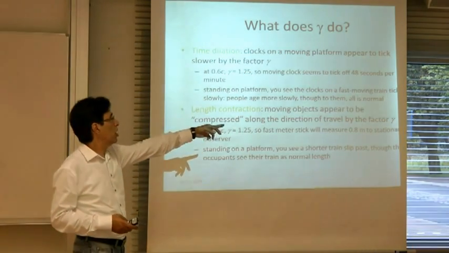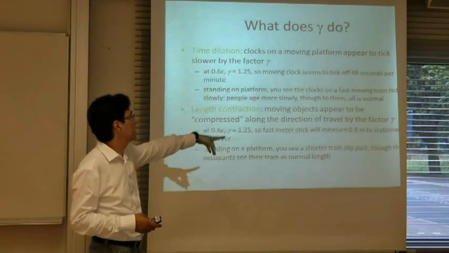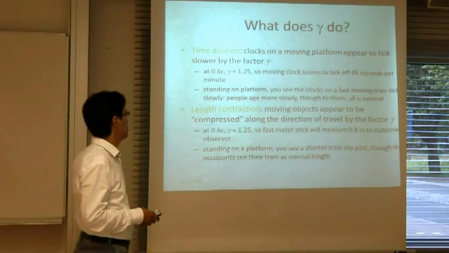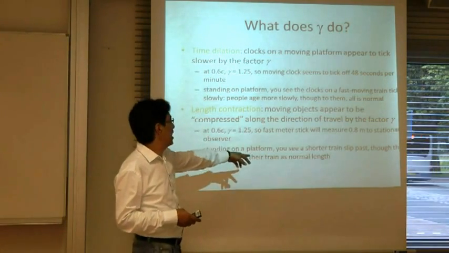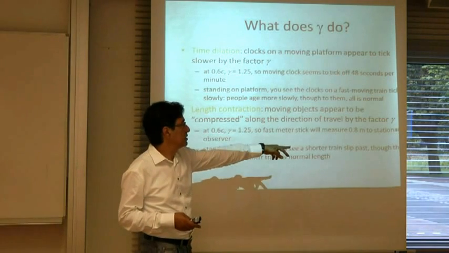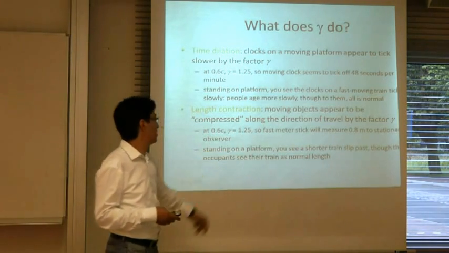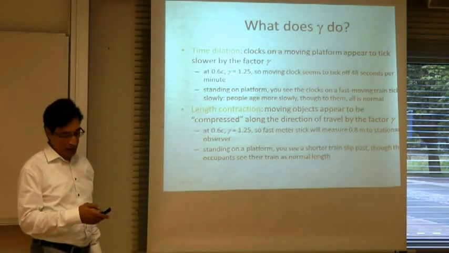Length contraction: moving objects appear to be compressed along the direction of travel by the factor gamma. Again, the same for that. Standing on a platform, you see a shorter train slip past, though the occupants see their train as normal length.